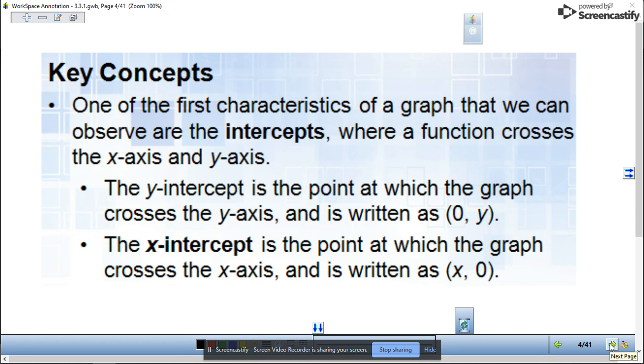We already talked about this. Intercepts are easy, it's nothing new. Where does it cross the x and y axis? Okay? We already know this. The y-intercept is where x equals 0. Okay? And then the x-intercept is where y is equal to 0. That's where it's crossing those axes.